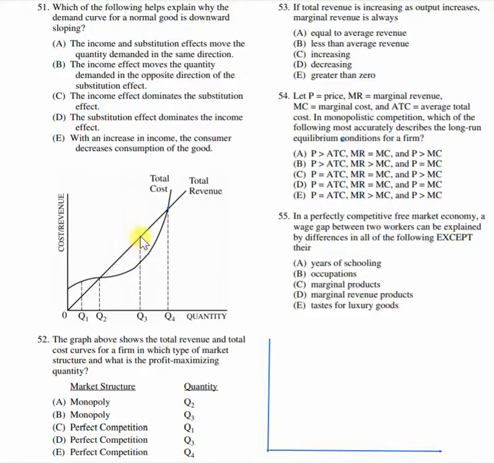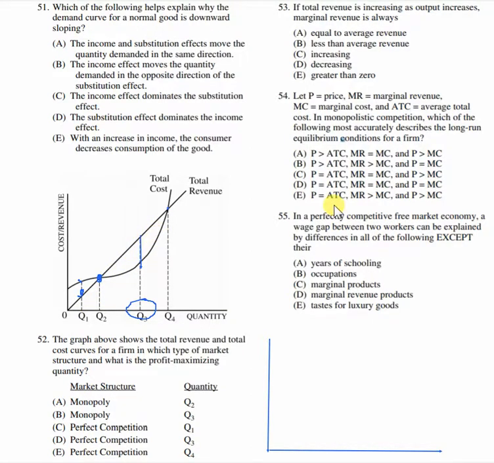Here, this amount would signal your profit, so there's a substantial profit here because the revenue is much higher than the cost. Again, here at Q2, the total cost and total revenue are the same, so there's no profit. And then here at Q1, the cost is actually higher than the revenue, so this is a loss. So profit is maximized right here at Q3. And now the question becomes, is this a monopoly graph or is it a perfect competition graph?